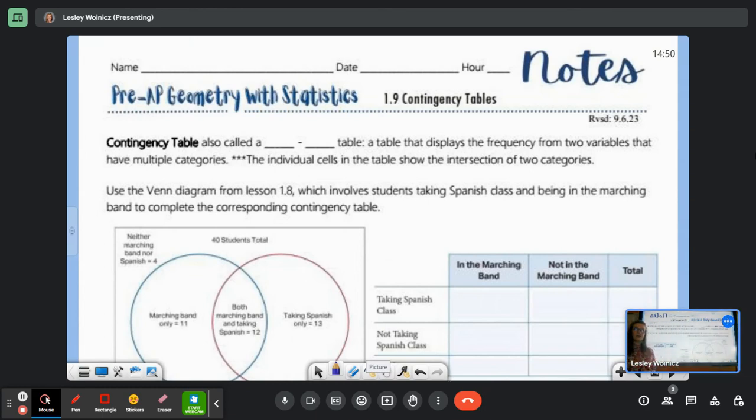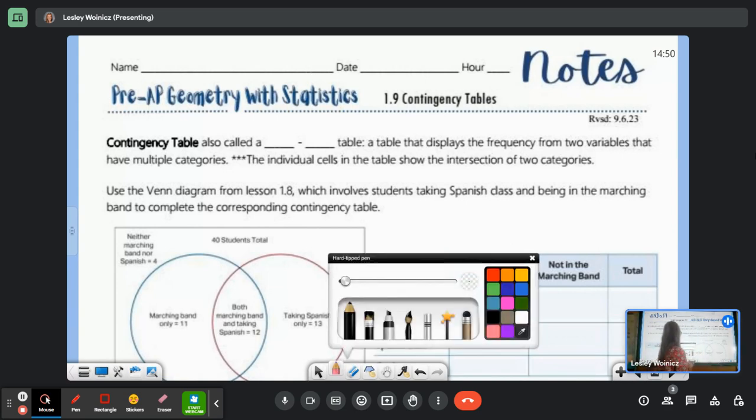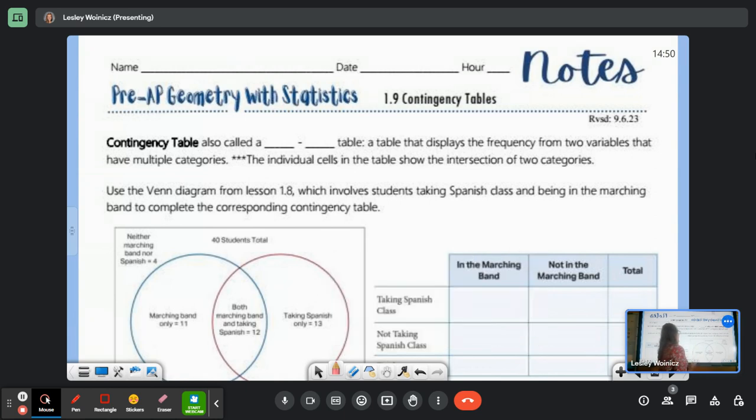All right, so today we are going to work on contingency tables, which should feel kind of like review. It gives us some of the same information as a Venn diagram. These are tables that display the frequency from two variables. We really could have more than two variables, actually, that have multiple categories. The individual cells in the table show the intersection of the two categories.